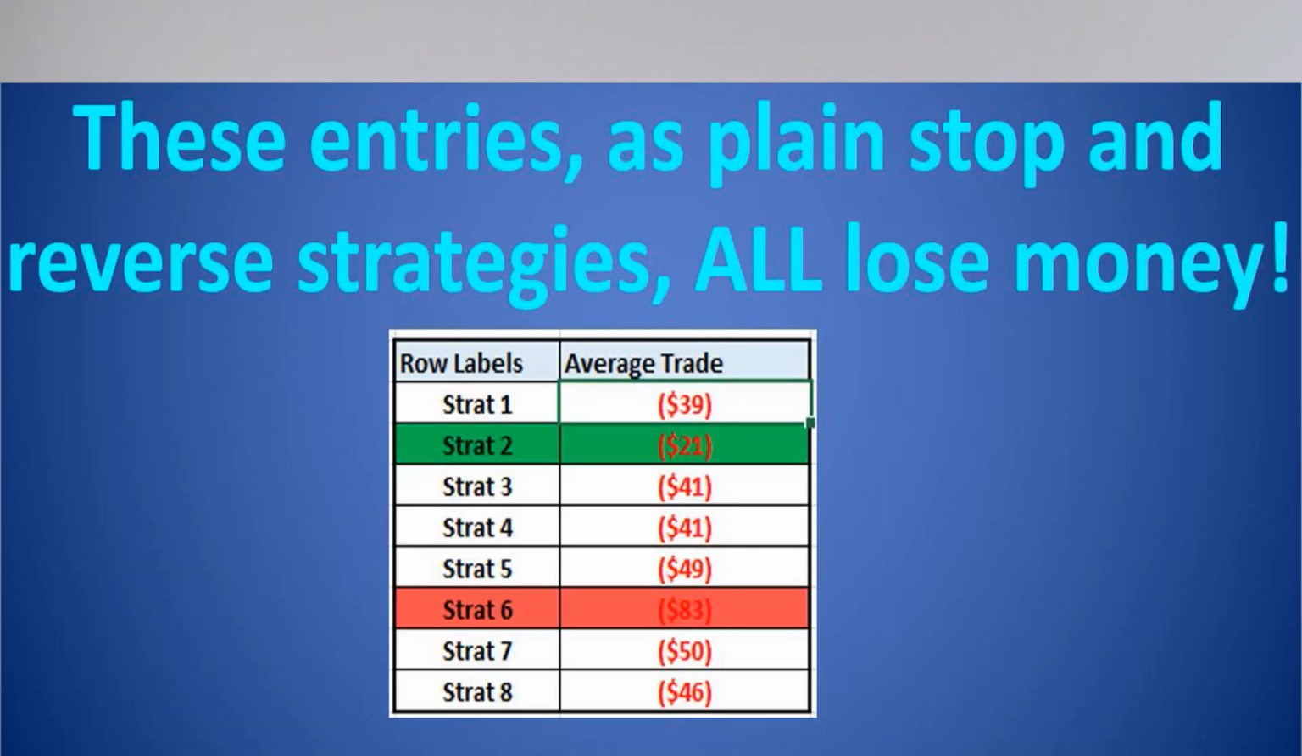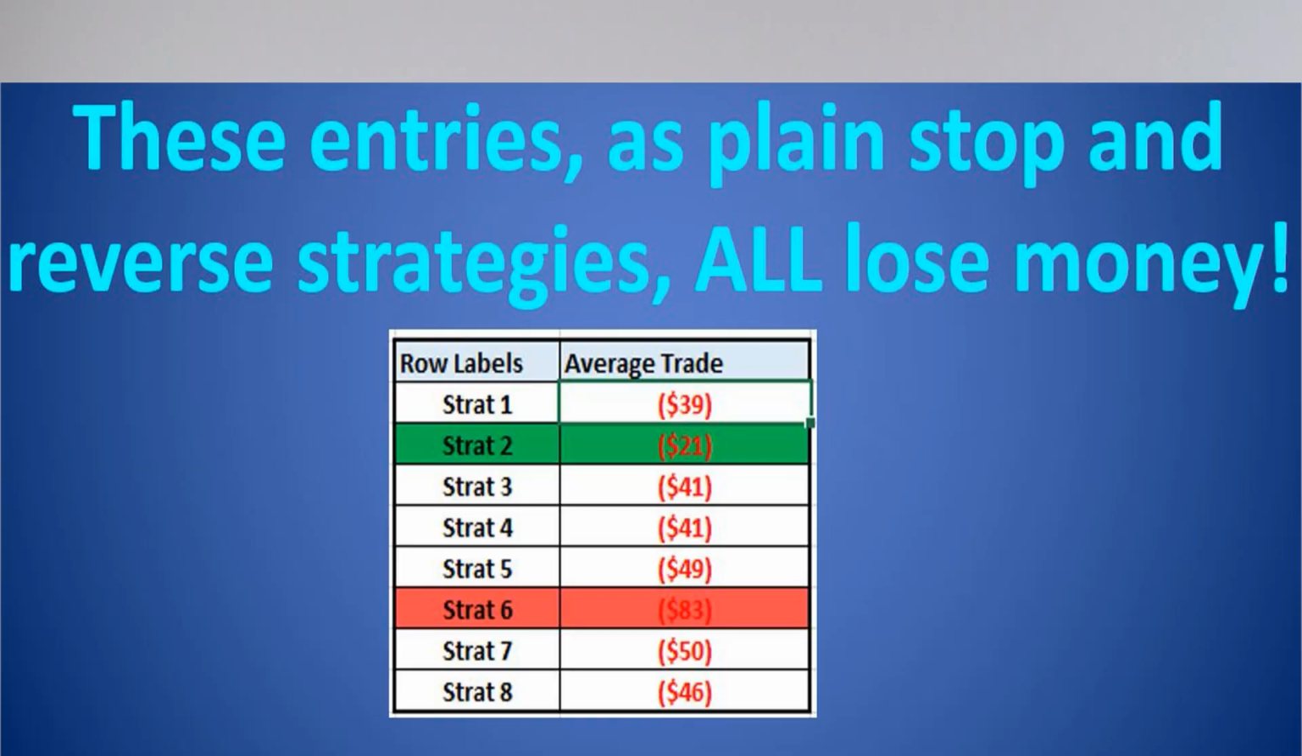Now, it's interesting to point out, you might say, hey, most of these are negative results. Why would I want to trade any of them? It's a good point. These are just stop and reverse entries, so there's no stop loss, no profit target, no special exits or anything like that. So you can see just by themselves, after slippage and commission, they don't work. And that's good to know.